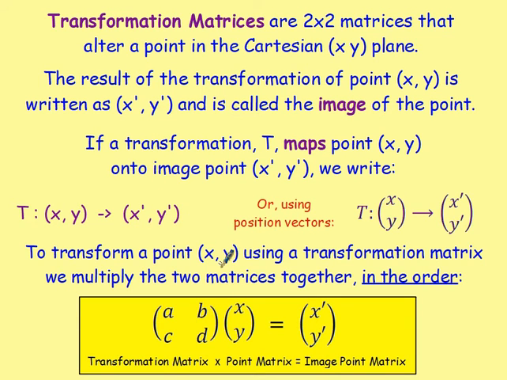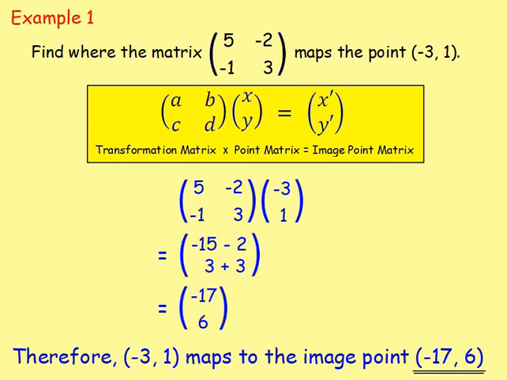Really, to transform a point using a transformation matrix, you multiply two matrices together. So you write the point as a point matrix, (x, y), and you multiply it by the transformation matrix. However, the order is important. You have to multiply the transformation matrix. First of all, you write that first, and then multiply it by the point matrix. What you will get out is the image point matrix.